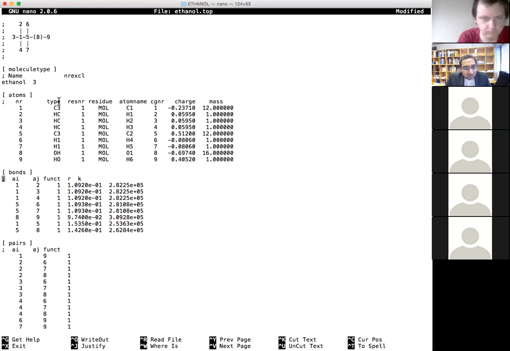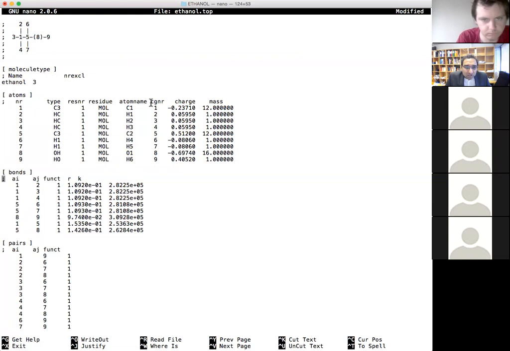Excellent. The third column is residue number. In this case, you have only one molecule, ethanol. So there is only one residue number. The fourth column is the name of the residue. We call it mol. You can call it whatever you want as long as you're consistent. Then you have atom names.